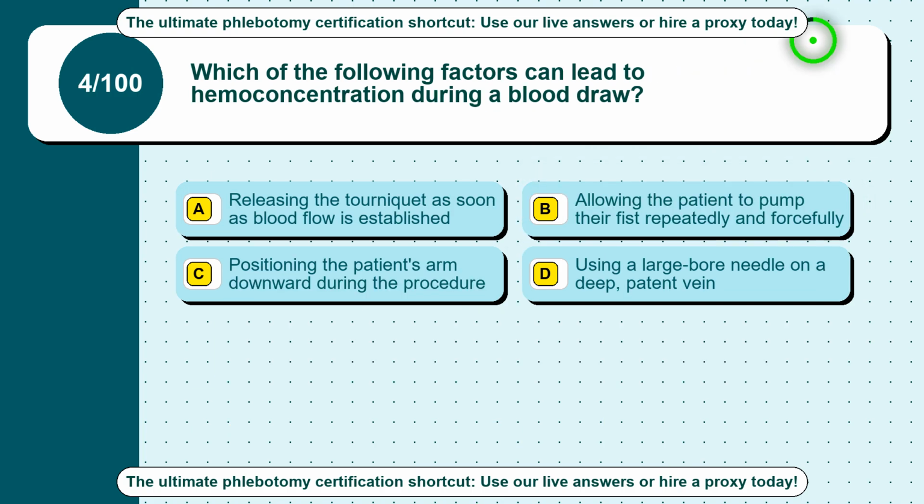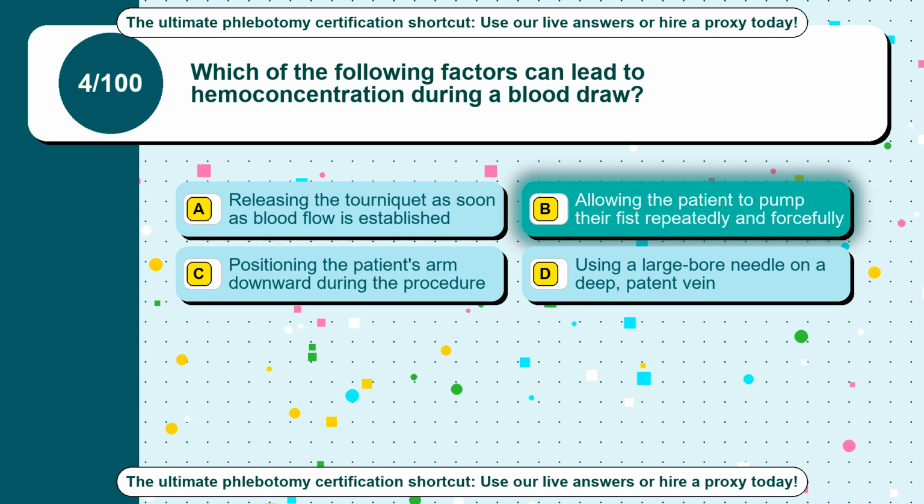Question 4. Which of the following factors can lead to hemoconcentration during a blood draw? Option A. Releasing the tourniquet as soon as blood flow is established. Option B. Allowing the patient to pump their fist repeatedly and forcefully. Option C. Positioning the patient's arm downward during the procedure. Option D. Using a large bore needle on a deep, patent vein. The correct answer is option B.